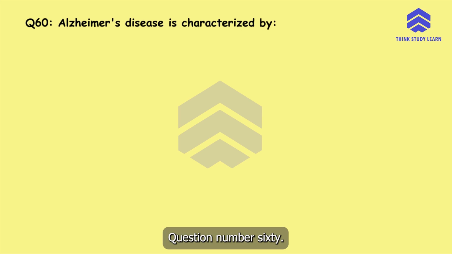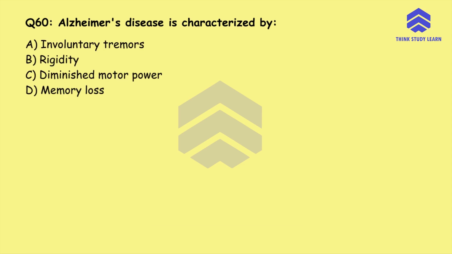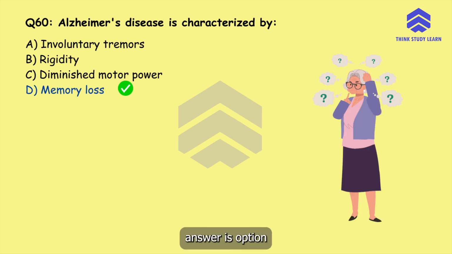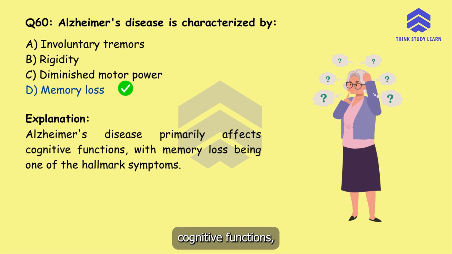Question number 60. Alzheimer's disease is characterized by option A, involuntary tremors. Option B, rigidity. Option C, diminished motor power. Or option D, memory loss? The correct answer is option D, memory loss. Alzheimer's disease primarily affects cognitive functions, with memory loss being one of the hallmark symptoms.